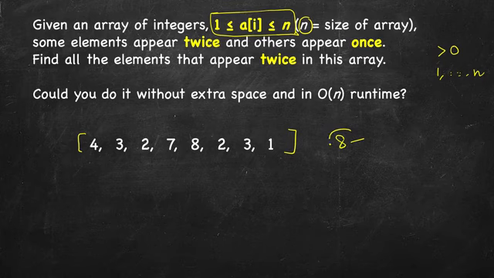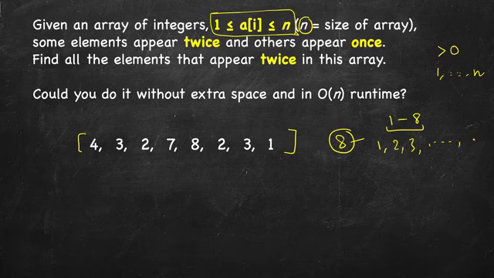So some numbers appear once. So let's say there are 8 elements and their range is from 1 to 8. So if each number appears once, then we will have exactly 1, 2, 3, 4 all the way up to 8, each appearing once. But some numbers are occurring twice and others are occurring once. There is no number that occurs 3 times or 4 times. So we have to find all the duplicates.